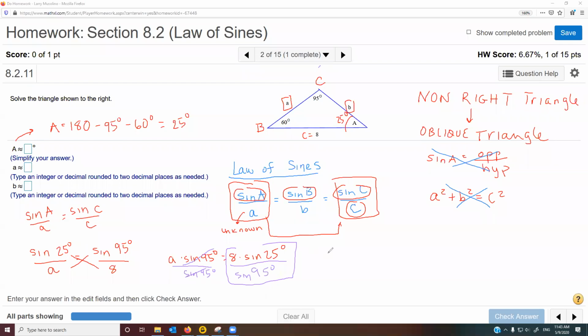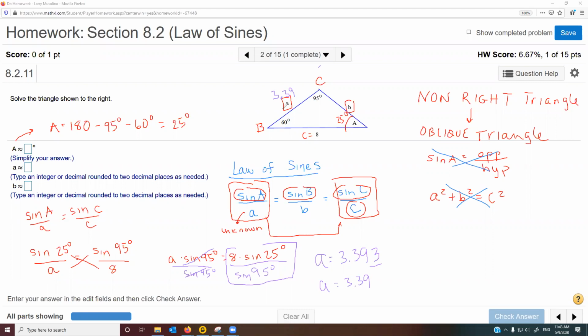And when I do that, I'm ending up with side A equal to 3.393, and they're asking us to round to 2 decimal places. So it looks like my answer here is just going to be A equals 3.39. All right, so we know side A is 3.39.